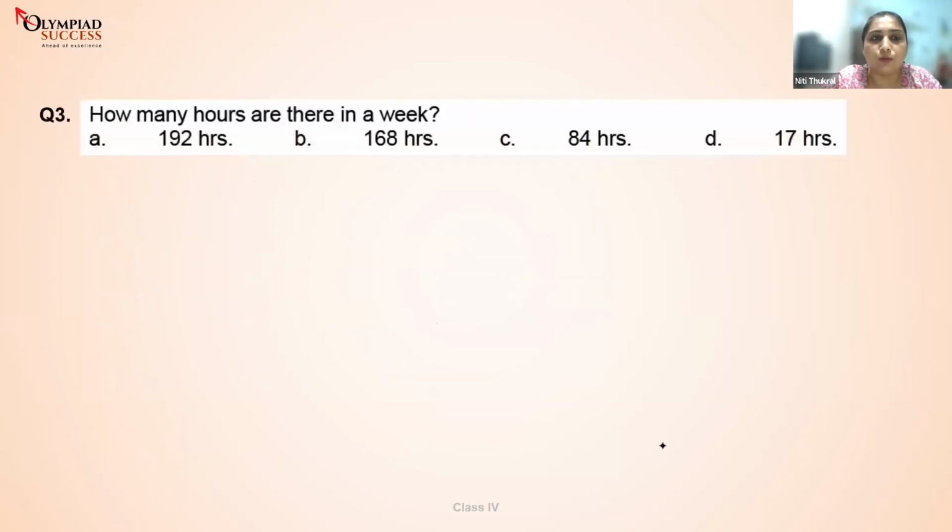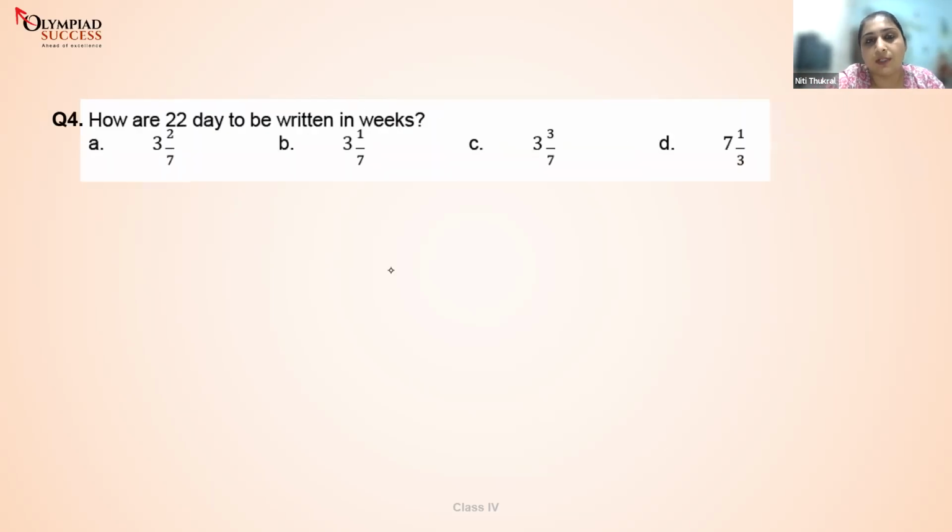All right, now let's move to the next question. How many hours are in a week? One day has 24 hours. So 7 days will be, yes, very good, 168 hours.